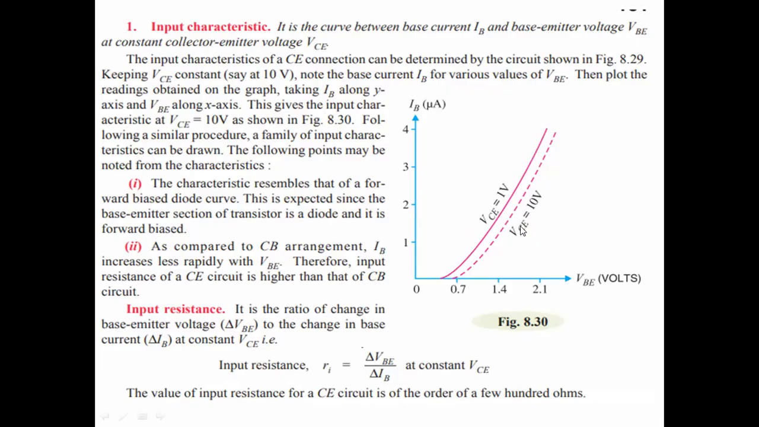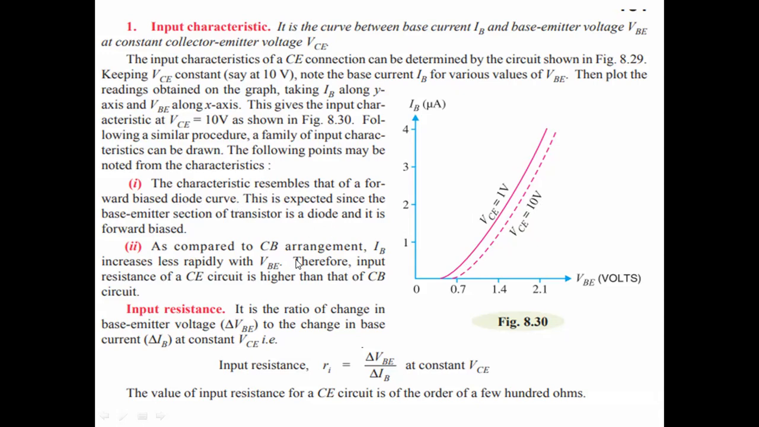For this, first VCE is equal to 1 volt and then VCE is equal to 10 volts. By keeping VCE at 1 volt, increase the VBE and record the IB current. So we will get this type of waveform. If you observe this, these waveforms are similar to the forward bias diode. In the forward bias diode also we get the current in the shape of this one. The characteristics resemble the forward bias diode curve.